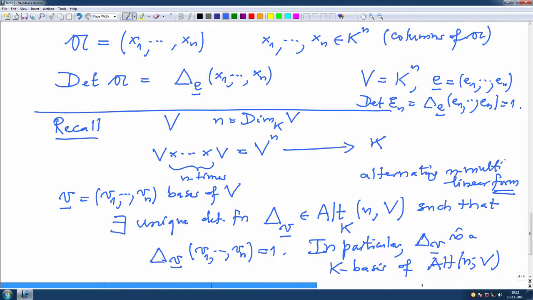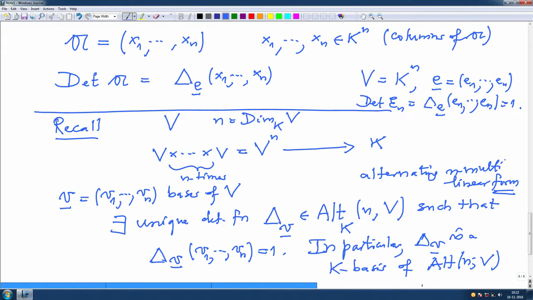If I change one column by adding to it a scalar multiple of another column, then the determinant will not change, because it is alternating when you expand it, those properties. And whatever I do for columns, similarly for the rows. So, for elementary operations on columns, the first two operations will not change the determinant.